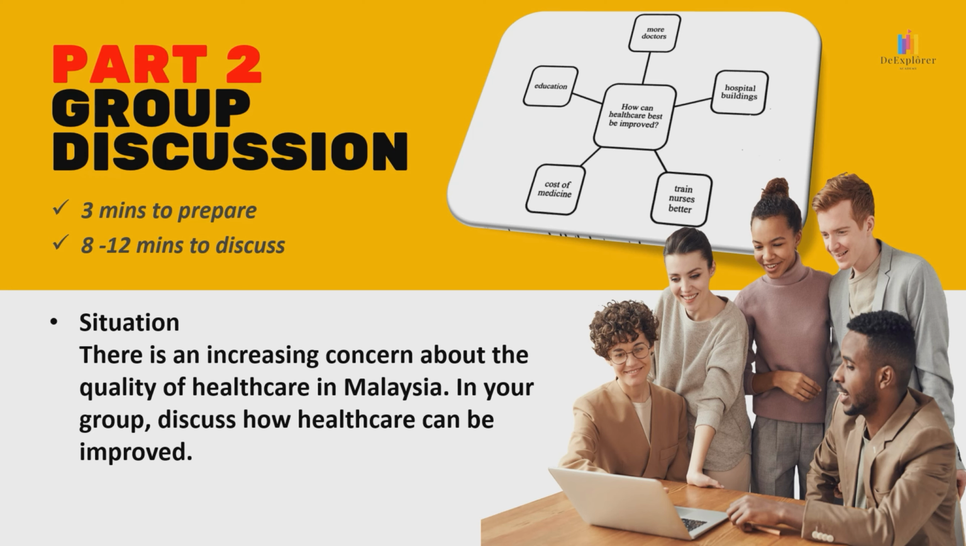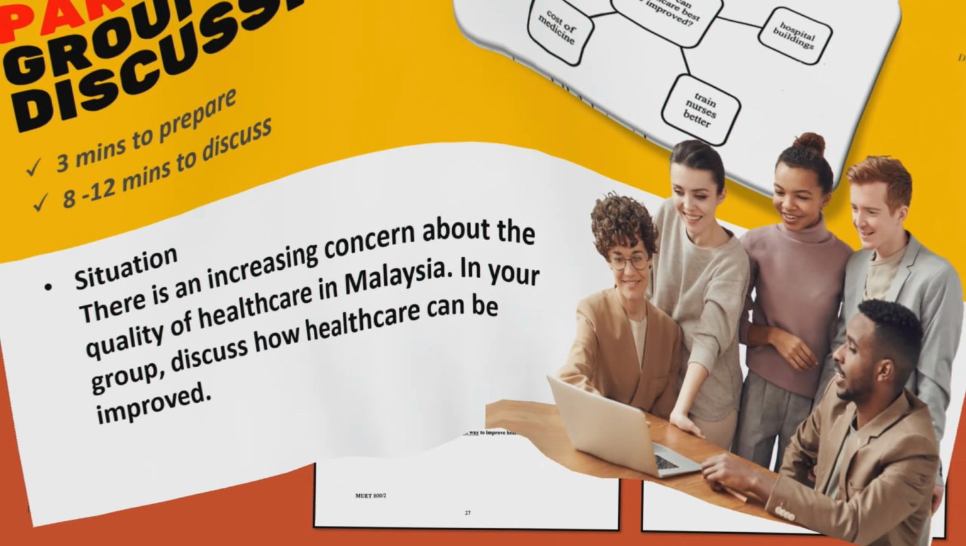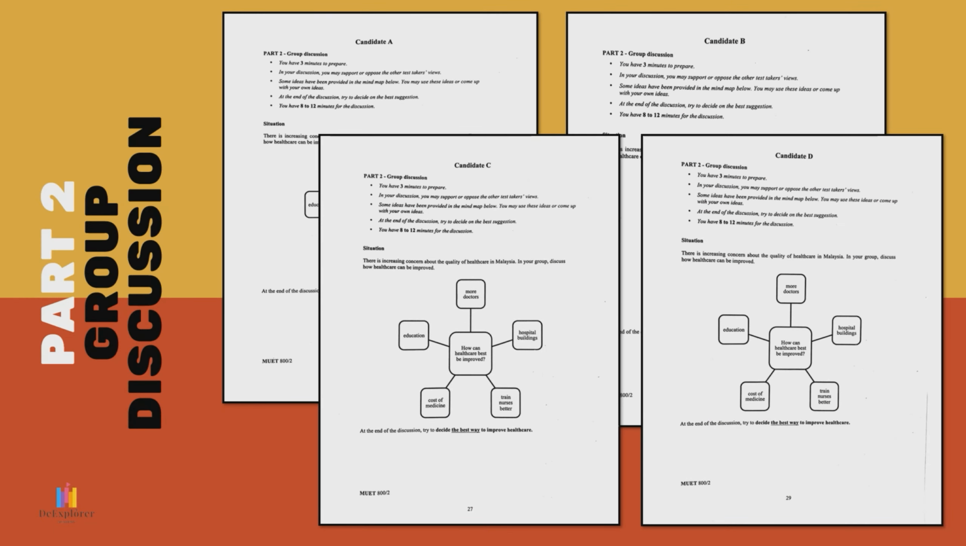As I told you earlier, the maximum time given for the group discussion is 12 minutes. So at the end of the 12 minutes, you should come to a consensus as to which of the ideas given is the best to resolve the situation. Papers for Part 2, Group Discussion. Candidate A, Candidate B, Candidate C, and Candidate D.